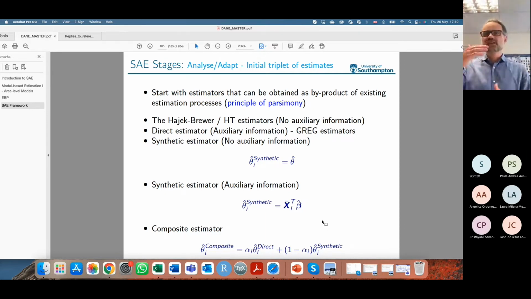But this is an initial triplet of estimates that you can use. You can use direct estimates, you can use direct estimates with auxiliary information such as GREG estimators, and also you can use synthetic estimators. And then see what this set of initial estimates tell you about your problem. Okay, that's a starting point. So I think going back to your exercise, going through Angela's section 1 and computer lab 1 is a really good starting point, right? Because it will help you then to set the scene for what happens next.